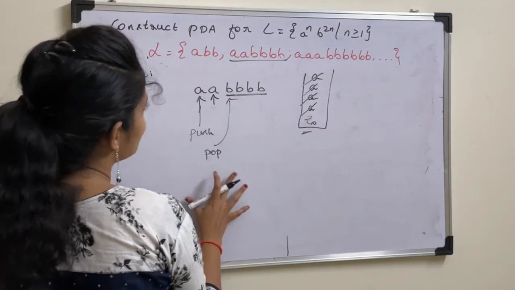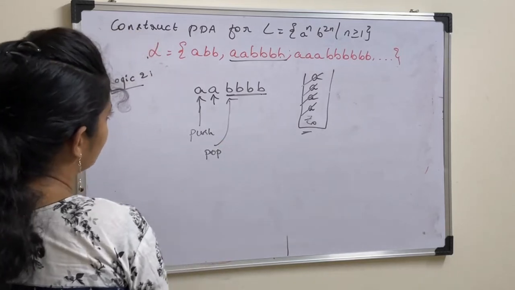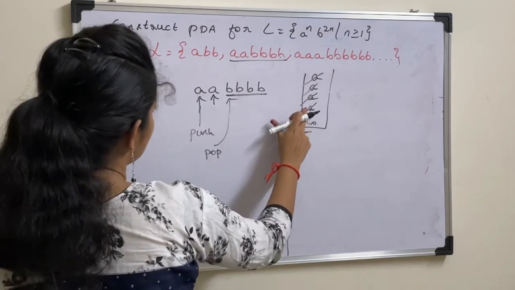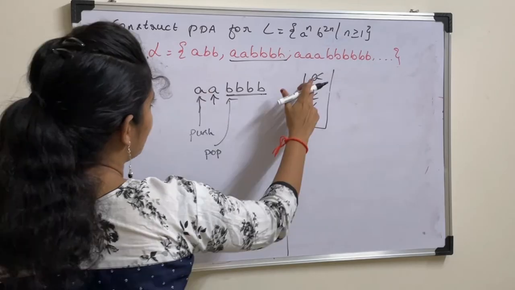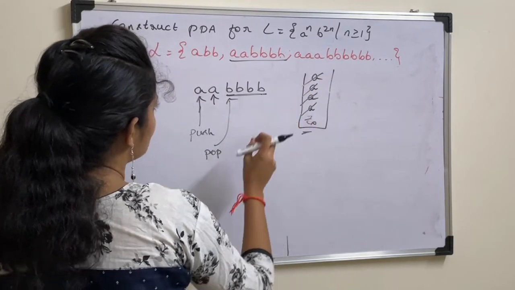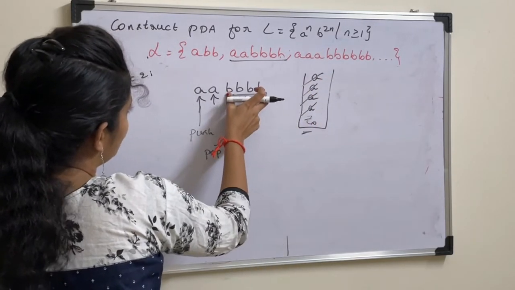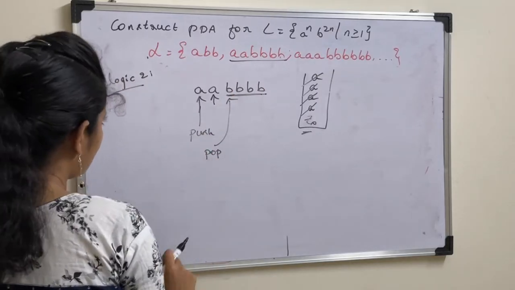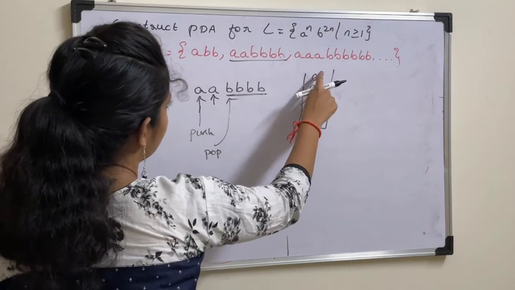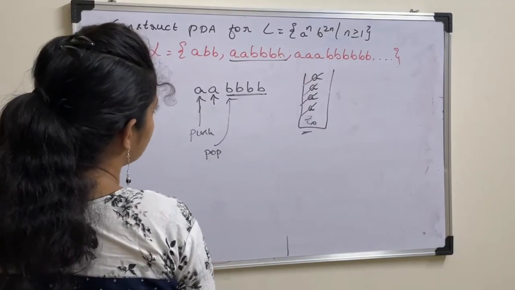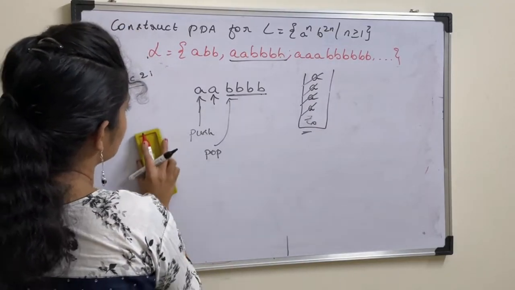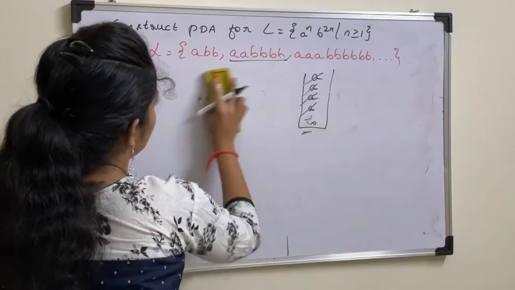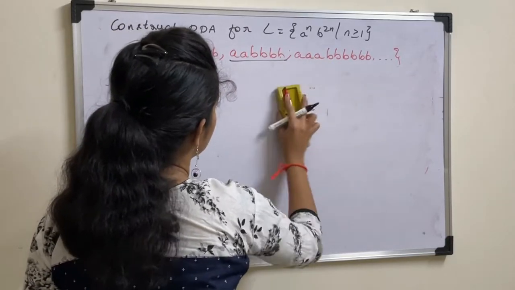So this logic is quite simple compared to the previous one. For a single A, push 2 A's. For the second A, again push 2 A's. So that we'll get 4 A's onto the stack and we have 4 input elements, 4 B's. So for every B, we can pop the corresponding A from the stack. So that's logic 2. Now we'll see transition functions for this.